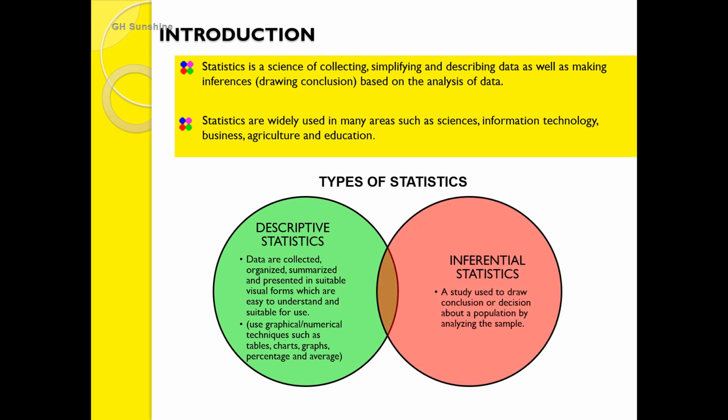The other type of statistics is inferential statistics. So this one is based on a study that deals with making a decision or arriving at a conclusion about the population of interest based on the sample. So inferential statistics means that we as researchers draw a conclusion based on a sample to represent the population.